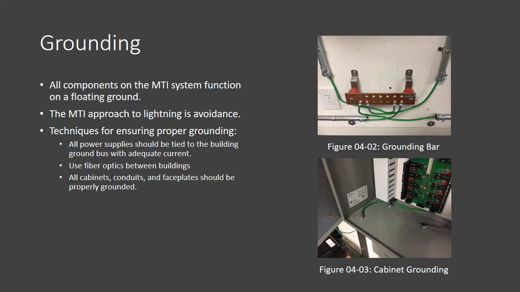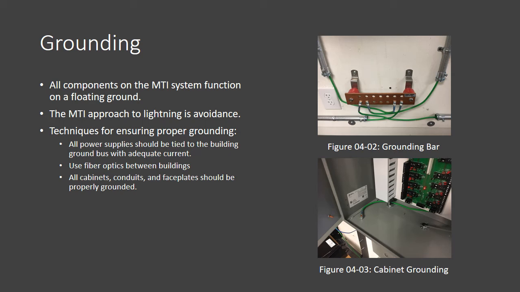Grounding is also a very important consideration for these devices. All components of the MTI system function on a floating ground, and that is part of MTI's way of addressing lightning protection. Our approach to lightning protection is through avoidance. We want to isolate the MTI system so that it is in effect invisible to lightning and surges. And one way to accomplish that, or one important factor in that, is the grounding system.